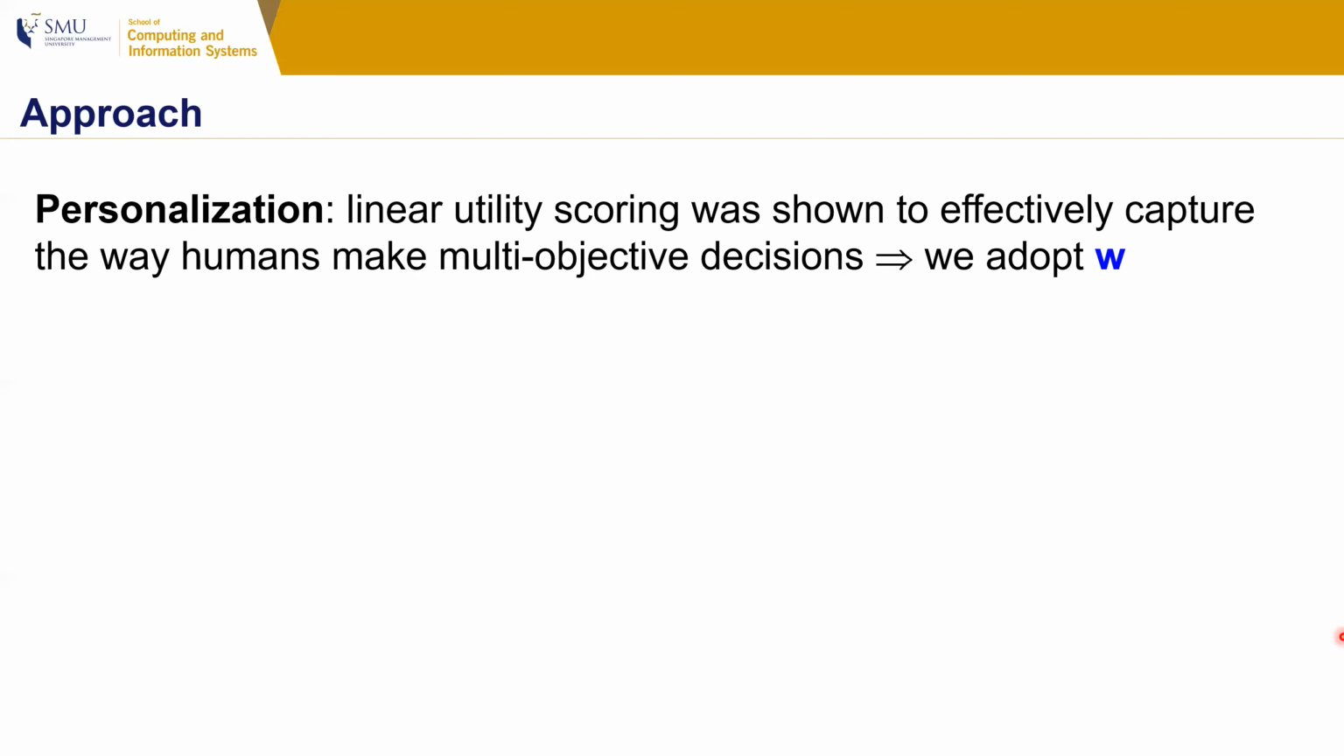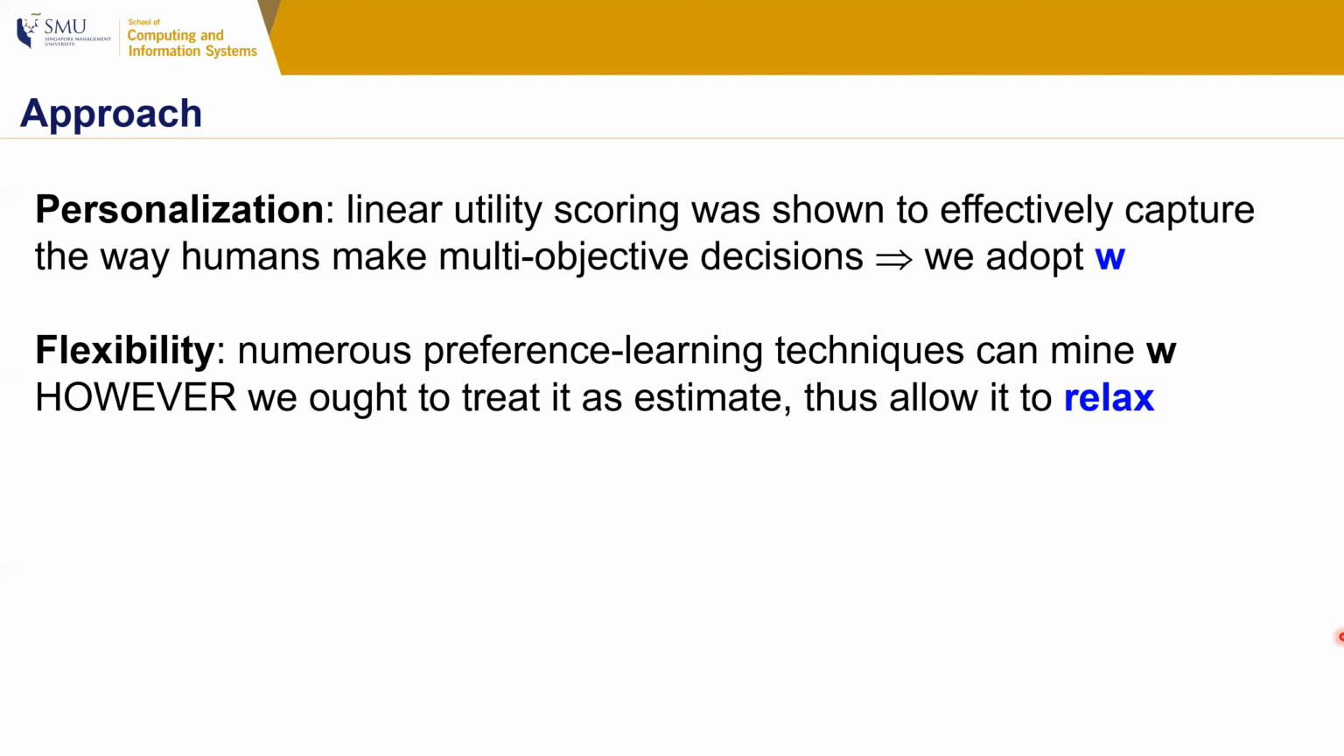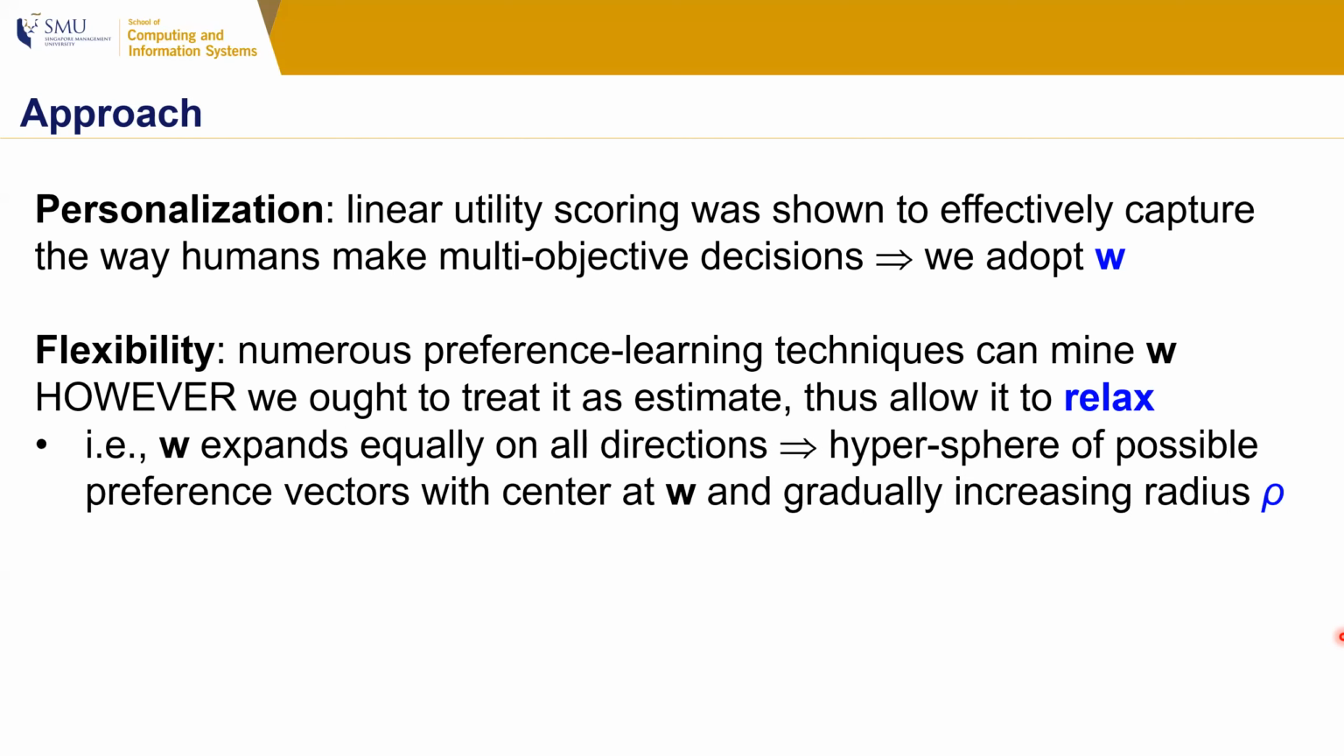So the approach that we take, first of all, in order to achieve our first strong requirement, that of personalization, is to employ utility scoring according to a preference vector W. There is a large variety of options on how to mine it in the preference learning area. So there are ways to mine it, but then we do not take it as rigidly as the standard top K query. Instead, we allow it some flexibility. We allow it to relax. How do we achieve that? Well, instead of just taking it as a vector, we allow it to expand in all directions in its domain. Therefore, we are turning it from a vector into a hypersphere of possible preference vectors, which has a gradually increasing radius rho.